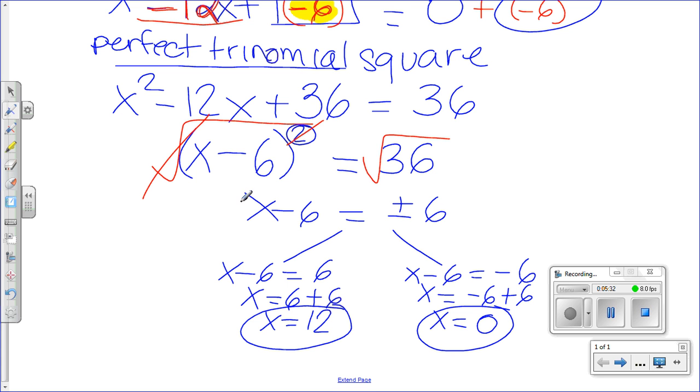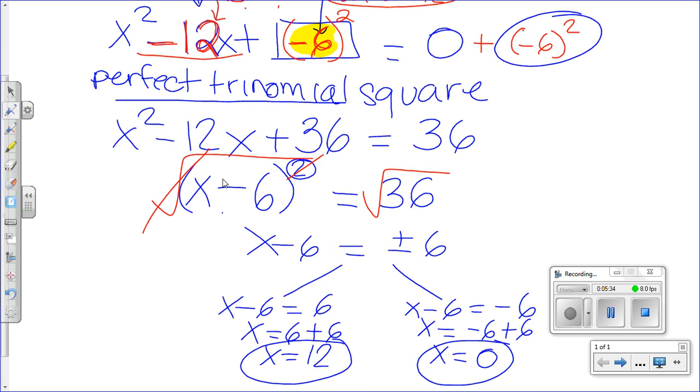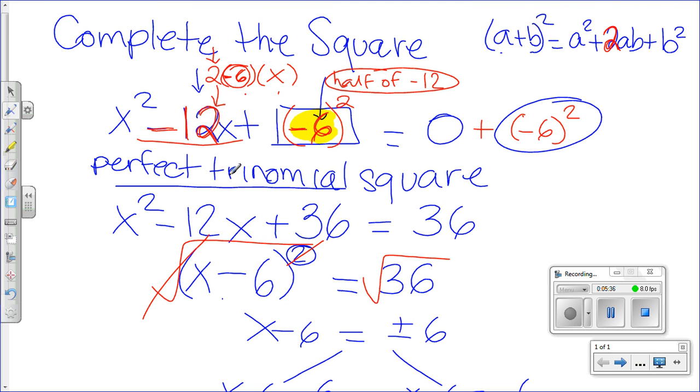Okay, I'm going to cover one more problem. So this is completing the square. Remember, we look at this number and we take half of that number, which was negative 6, and then we square it. And we have to do it to both sides of the equation. After you do that, you factor like a binomial square, and then you can take the square root on both sides.